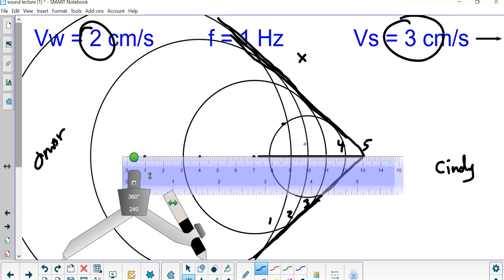Okay, so this is the Doppler effect. Hopefully you've drawn some sketches that kind of match up with these. And I'm going to show you some of the mathematics of that in the next video.